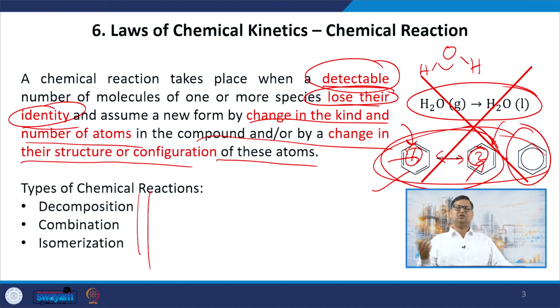Isomerization is something where you, let us say, go from a cis state to a trans state. That change is detectable because you can identify what is cis, what is trans. They have different properties, let us say dipole moment.